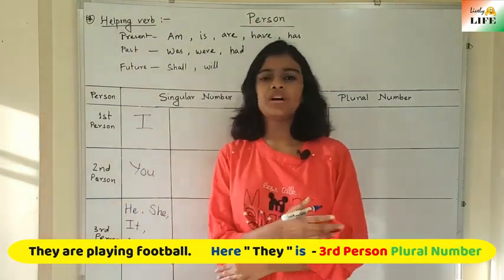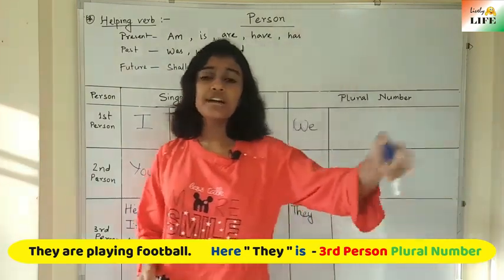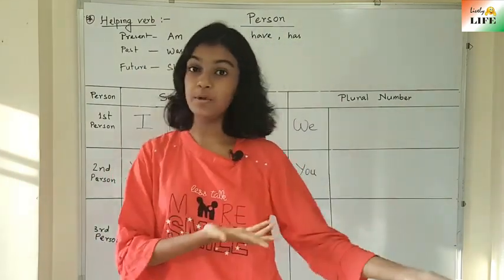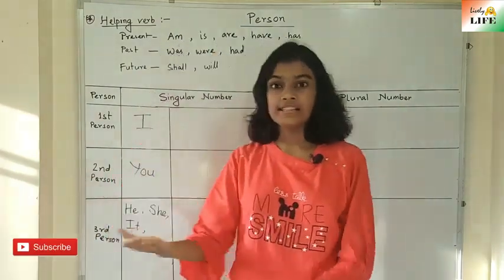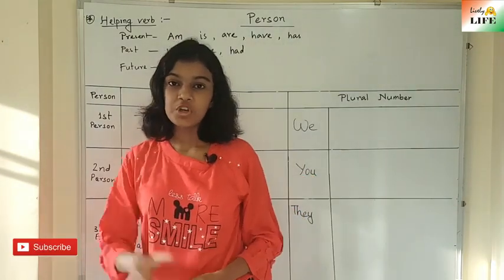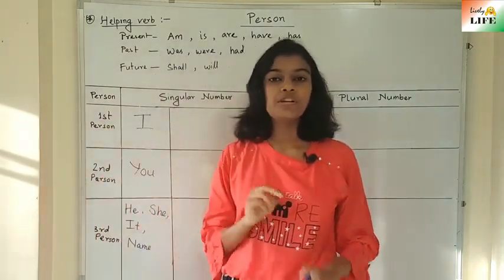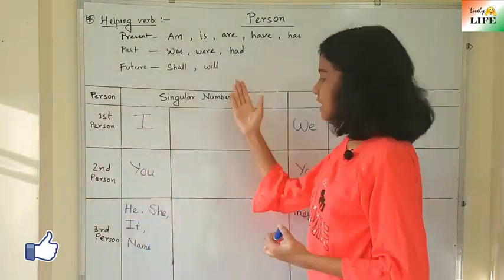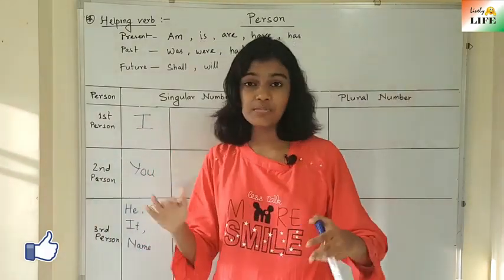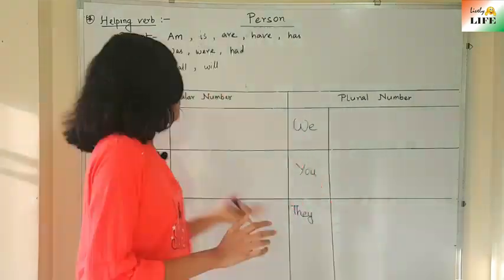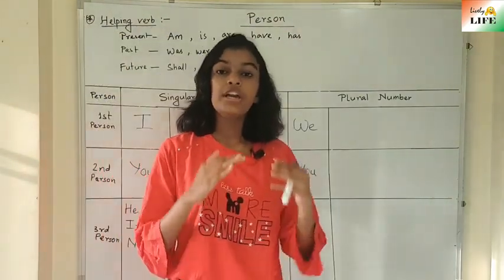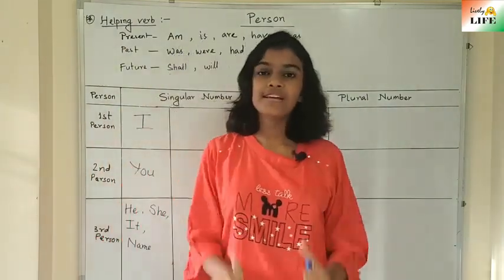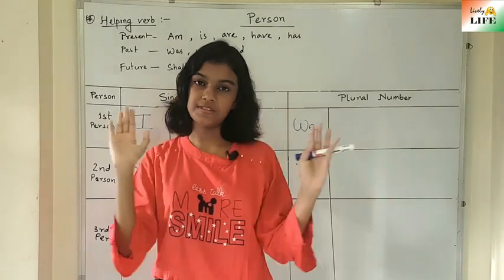And plural number includes a lot of other things as well. The books are kept on the table. The books, a number of books, more than one book, that is plural in number, right? Rita and Megha went to the movies together. So Rita and Megha, there are two people. So here also it is plural in number. So third person singular is he, she, it, or anyone's name or anything else, that is singular. And third person plural is they or more than one object or more than one people as well. Alright, so these are basically the persons.